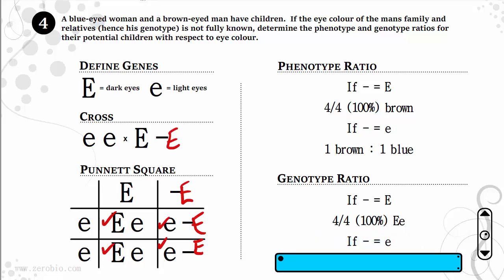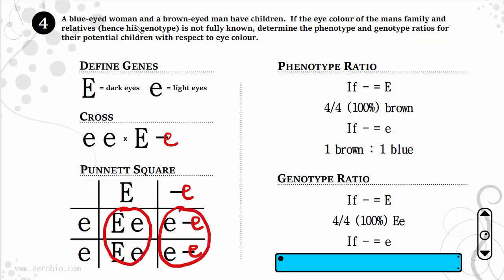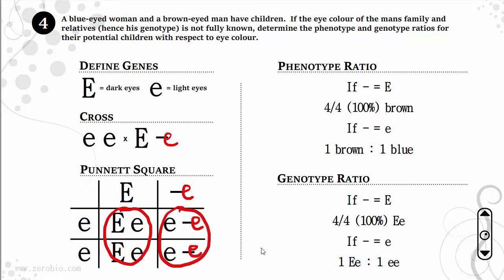But if the dash is a little e in this case, okay, so now we got a little e, now we're going to have two different genotypes. We're going to have these two as a distinct genotype and these two as a distinct genotype. So we are going to have a 1-to-1 ratio, 1 big E, little e to 1 little e, little e. All right, so there's some unknown. We don't actually have the final answer to this. We only can say, well, if this is the case, then that's what we'll have. And if the other thing's the case, then the other thing is what we're going to have.